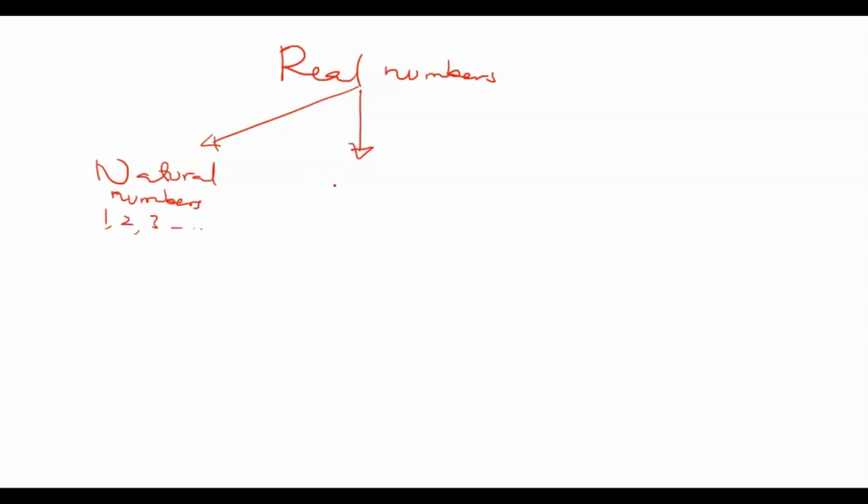And we have irrational numbers. We use N for natural numbers, I should say, and Q prime for irrational numbers, e.g. square root of 2, square root of 3, square root of 5, pi. Those are irrational numbers.